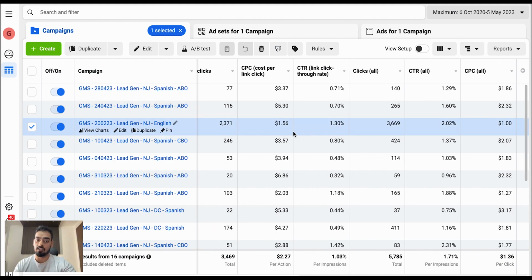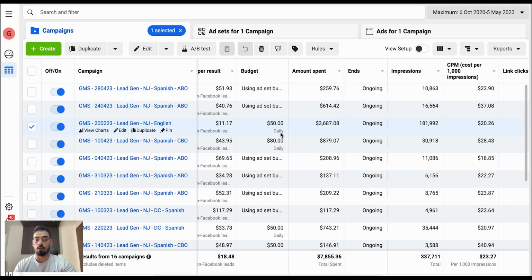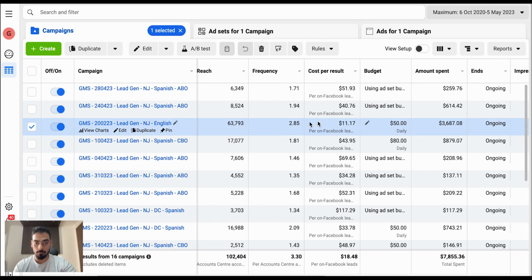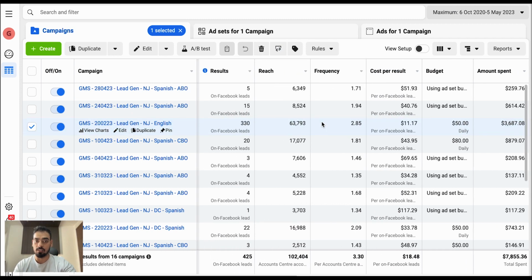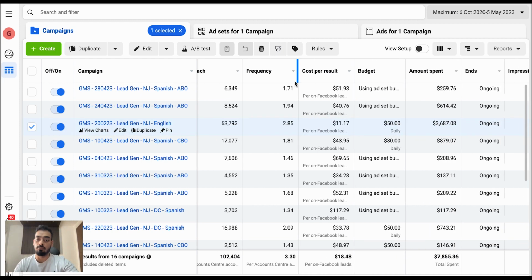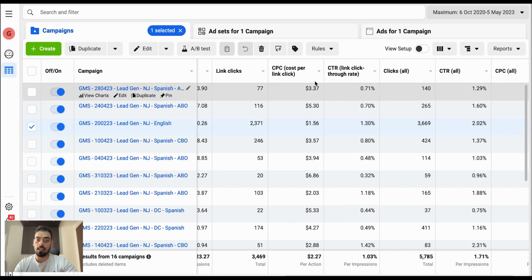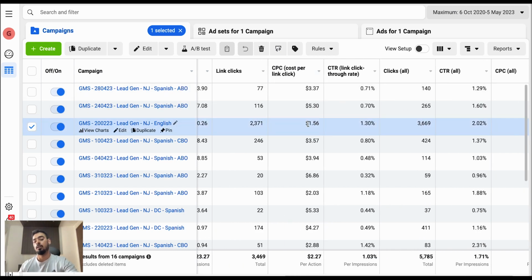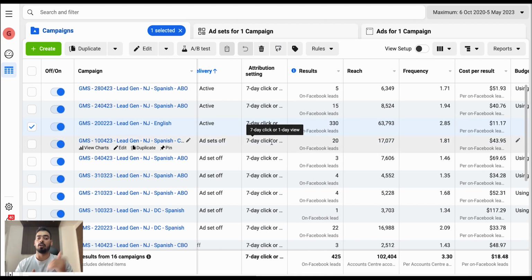And also this determines your spending. This determines your, you can see here, frequency. There are also other factors as well, but I would say frequency, CPC and CTR are one of the biggest factors in determining your lead cost, in determining how well your campaign is going to perform. So now this is how you can analyze your ad account.